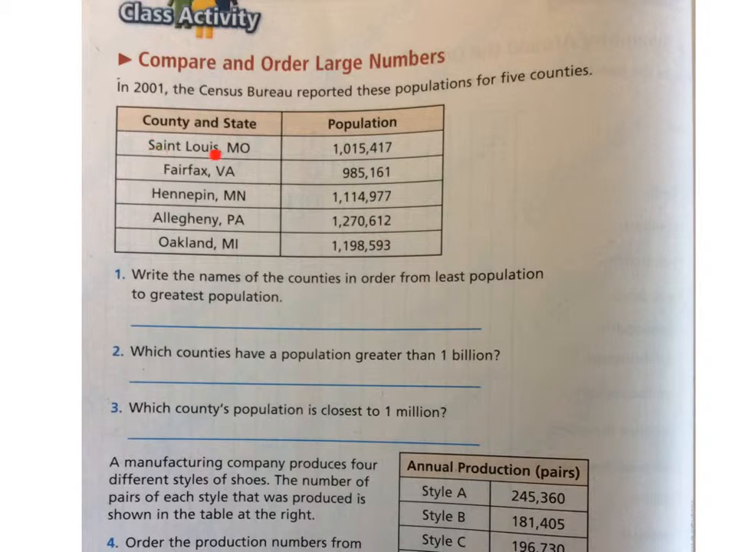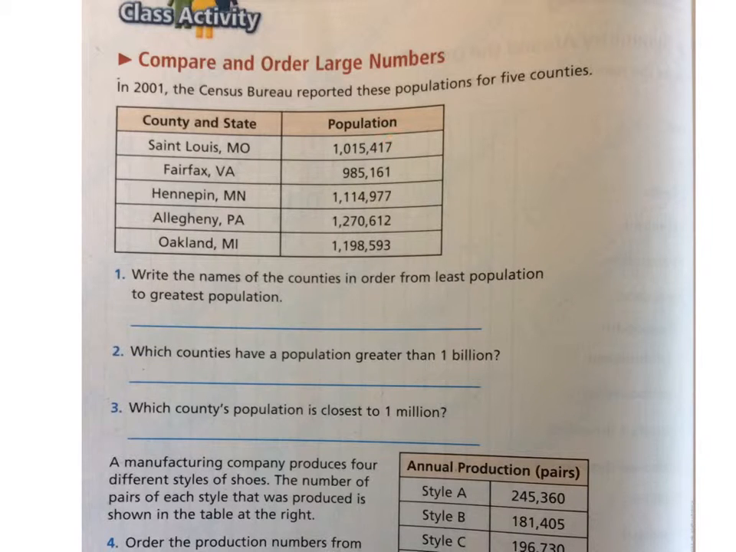So I've got St. Louis, Missouri, Fairfax, Virginia, Hennepin, Minnesota. Hey, that's where we live. We live in Hennepin County. Allegheny, Pennsylvania, and Oakland, Michigan. So now it says write the names of the counties in order from least population to greatest population.